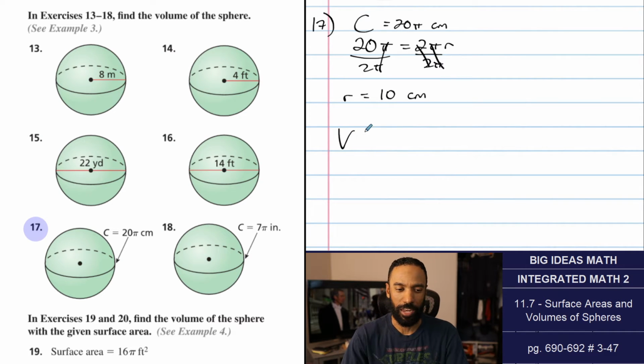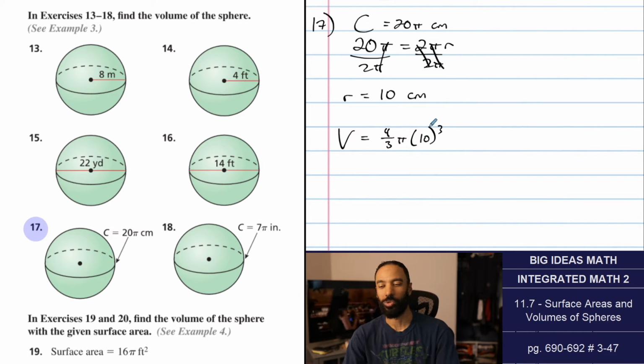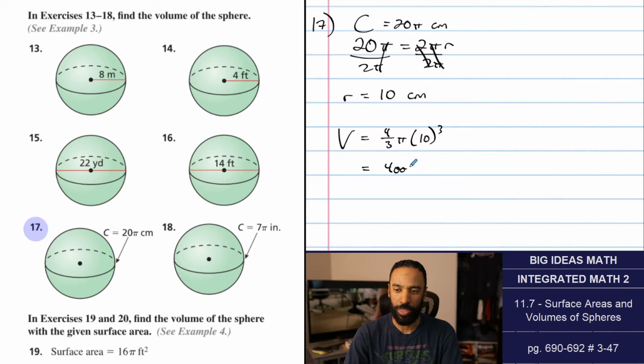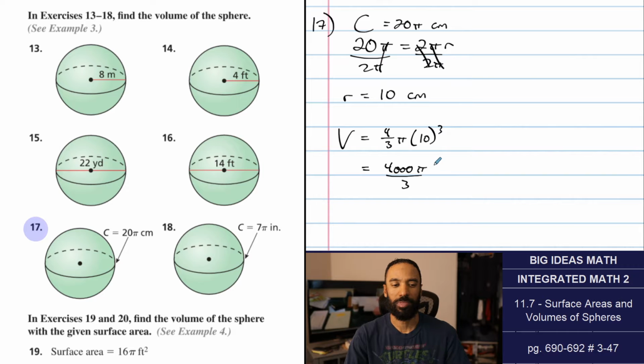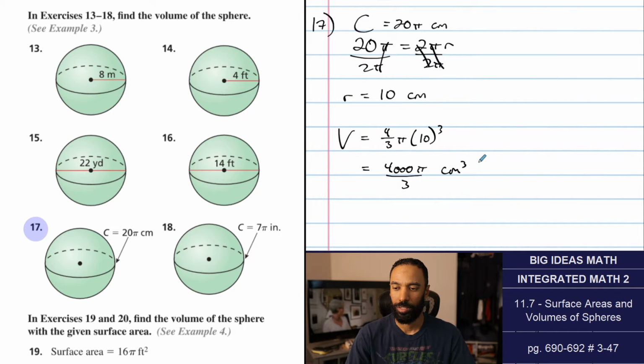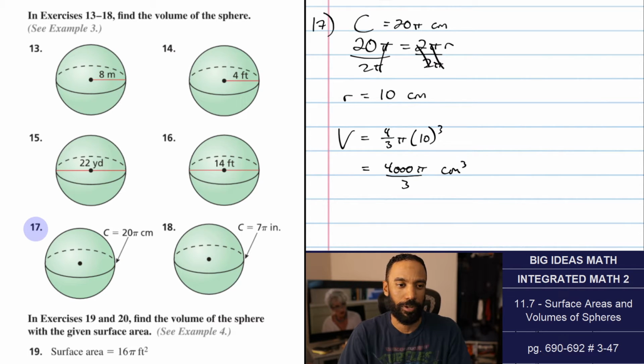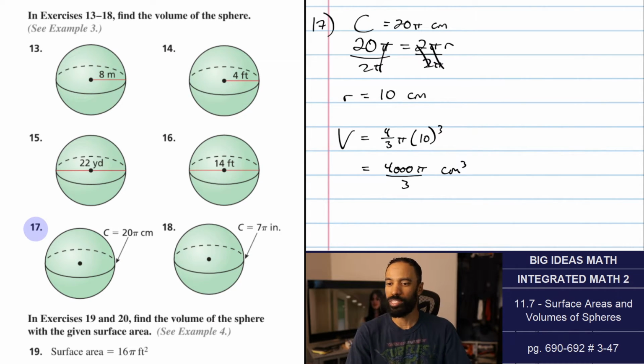The volume, once again, 4/3 pi r cubed. None of these could actually divide by 3. They never actually reduced in these. 10 cubed is 1,000 times 4 is 4,000. So I get 4,000 pi over 3. Very clean looking number. So this number will be something more than 4,000. And 4,000 pi is 4188.79.